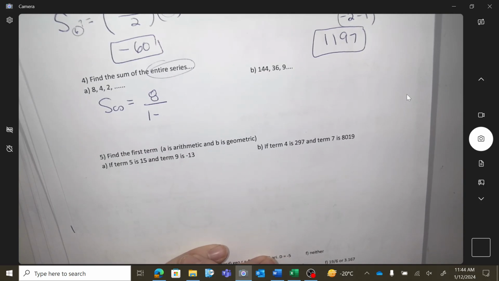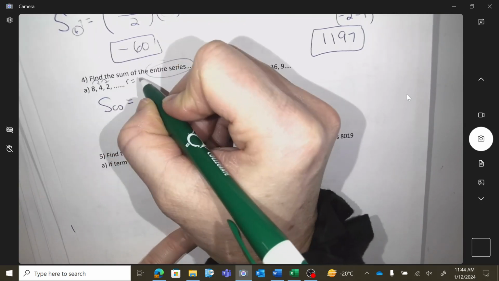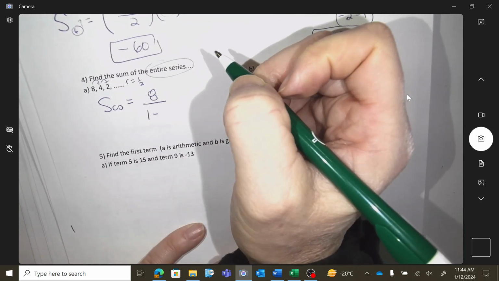Okay, do you have a multiplier here? What is your r number on this pattern? A half?